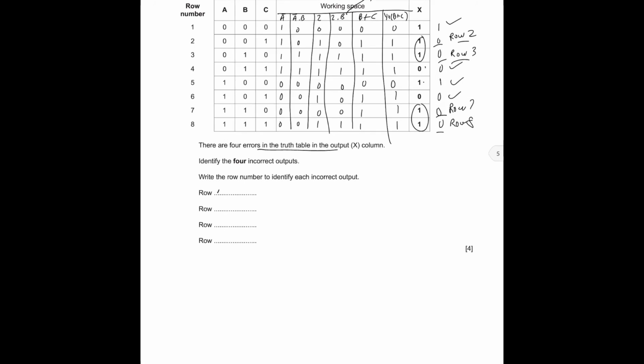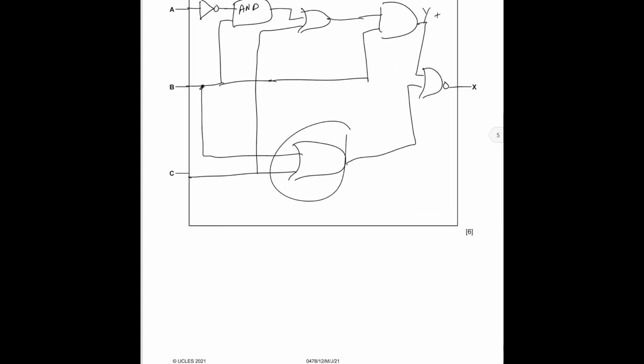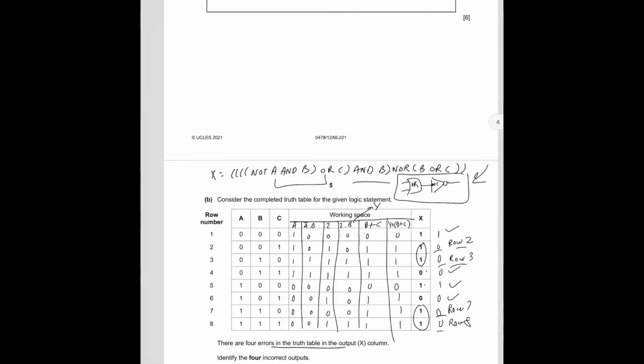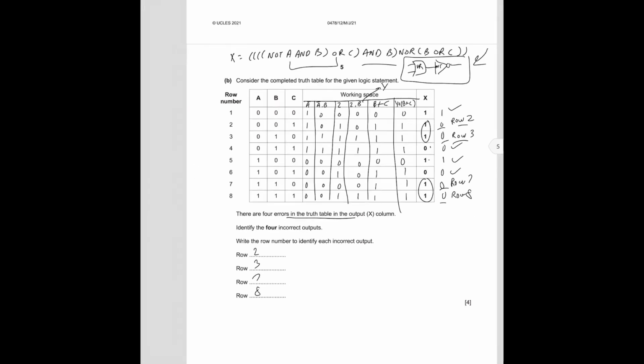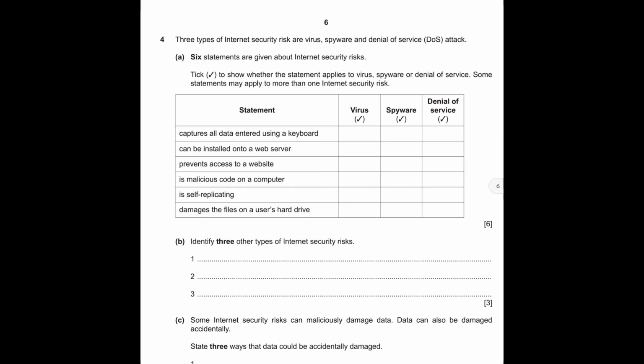So we can finally write that it is row 2, row 3, sorry, actually you don't need to write row, you just write the numbers: 2, 3, 7, 8. So this is how we find out the value based on basic gates. Okay, always do it simplified. Make it simplified so it's easy for you to understand how this goes, okay? Alright.